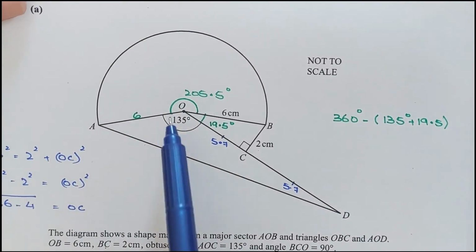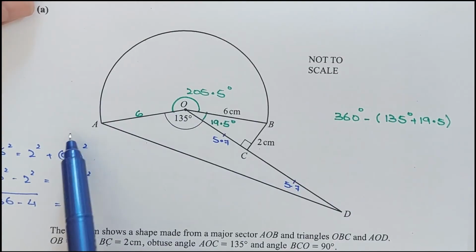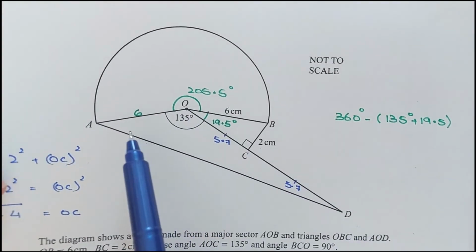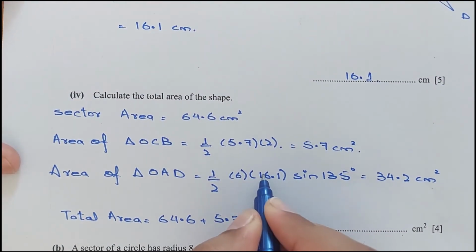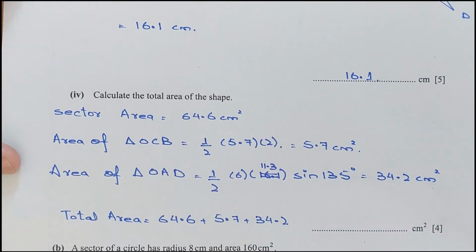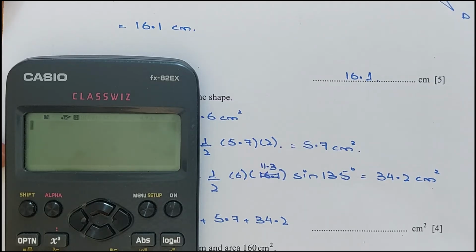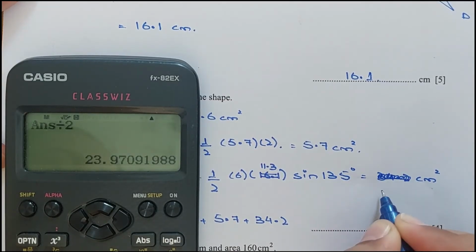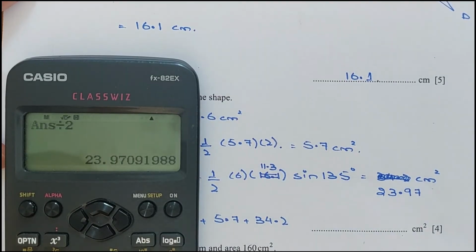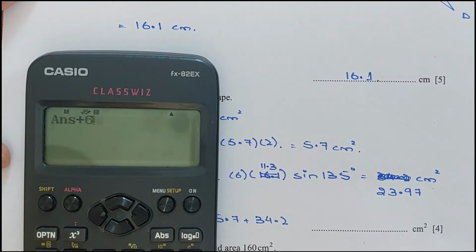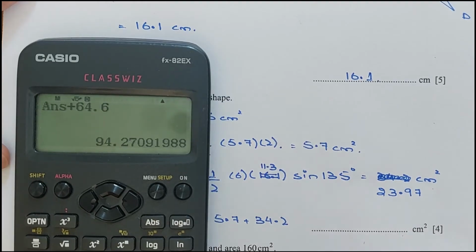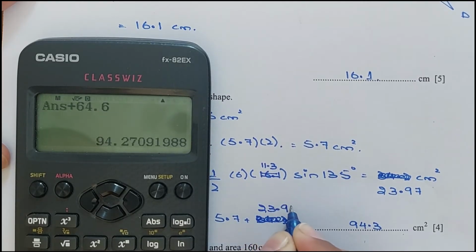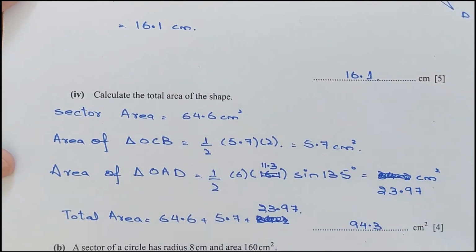So let me show you the triangle. We have O, A and D. So half times 6 OA, 11.3 OD, and sine of 135. OD is 11.3. I used AD, which is 16.1. So this is 11.3 over here. That area is wrong. So we have sine 135 times 11.3 times 6 divided by 2, which is 24. Yes, if I round it, this is 23.97. So add 5.7 and add 64.6. This is 94.27 or 94.3. And this is 23.97. You have to add all these three areas to get the total area of the shape.